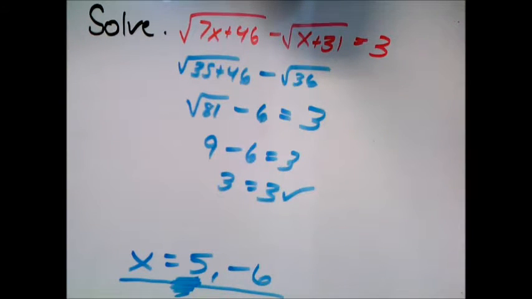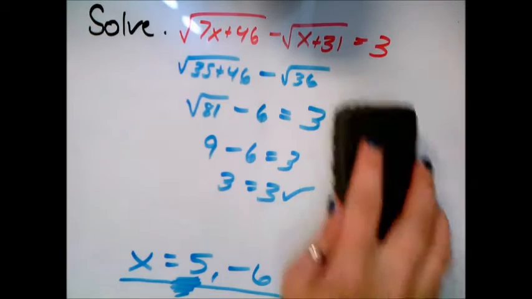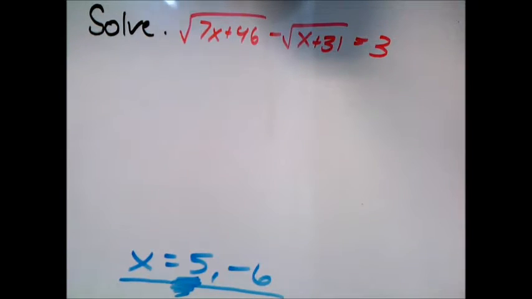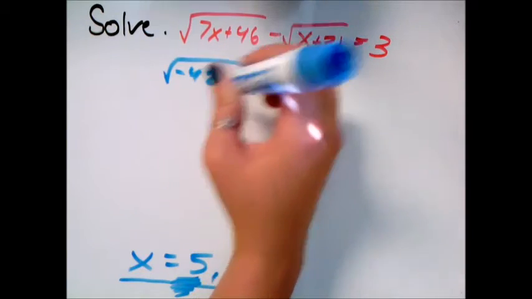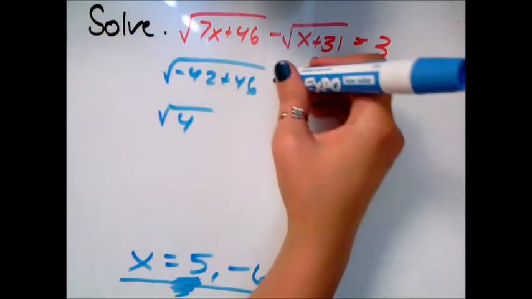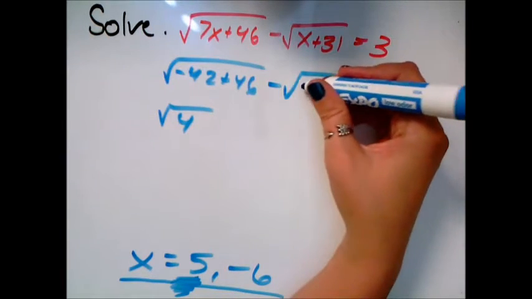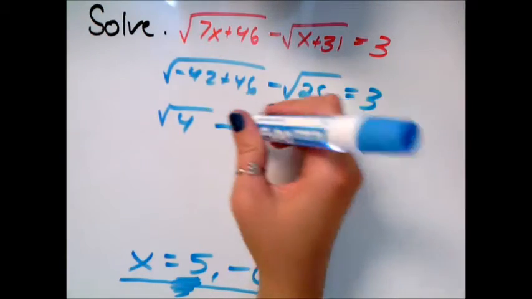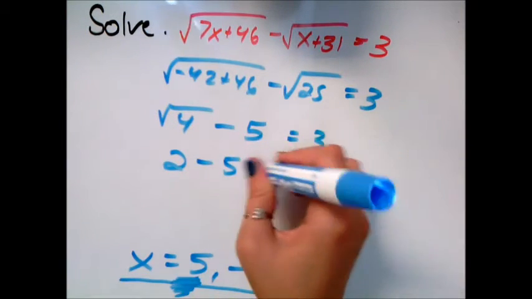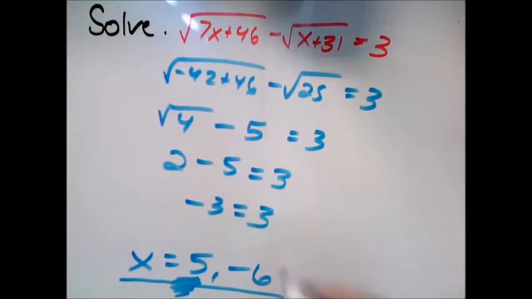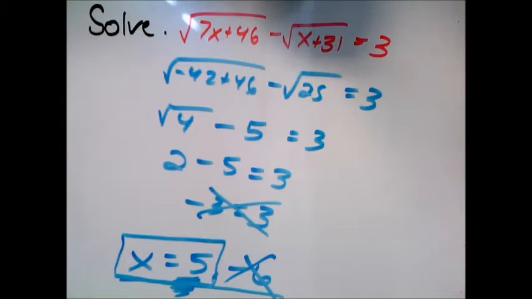And now we'll try the other one. So if I do negative 6, here I get 7 times negative 6, so negative 42 plus 46, which is square root of 4. And then negative 6 and 31 gives me 25. And so square root of 25 is 5, and square root of 4 is 2, so 2 minus 5. See how 2 minus 5 equals negative 3 and not 3? So that tells me that solution doesn't work. So I only have one solution to this. It's x equals 5. So you have to check them.